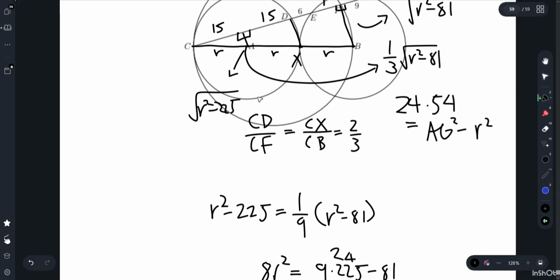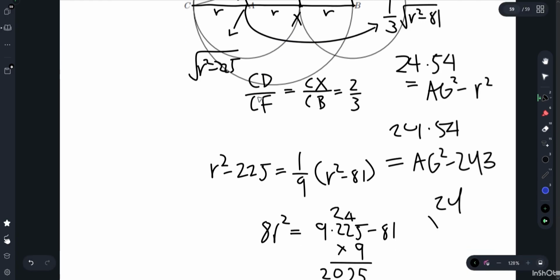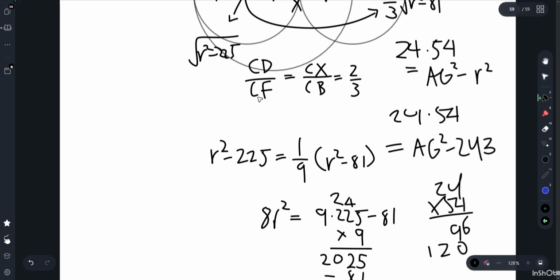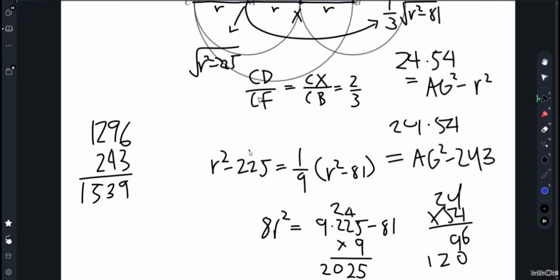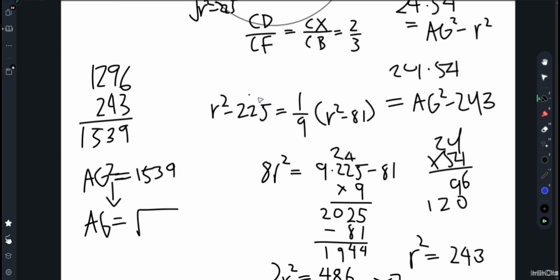And so we know that 24 times 54 is equal to AG squared minus 243. So now what is 24 times 54? 24 times 54 is going to equal 1296. So 1296 plus 243 is our answer. Okay, so now that we know that AG squared is equal to 1539, this means that AG is equal to the square root of 1539.